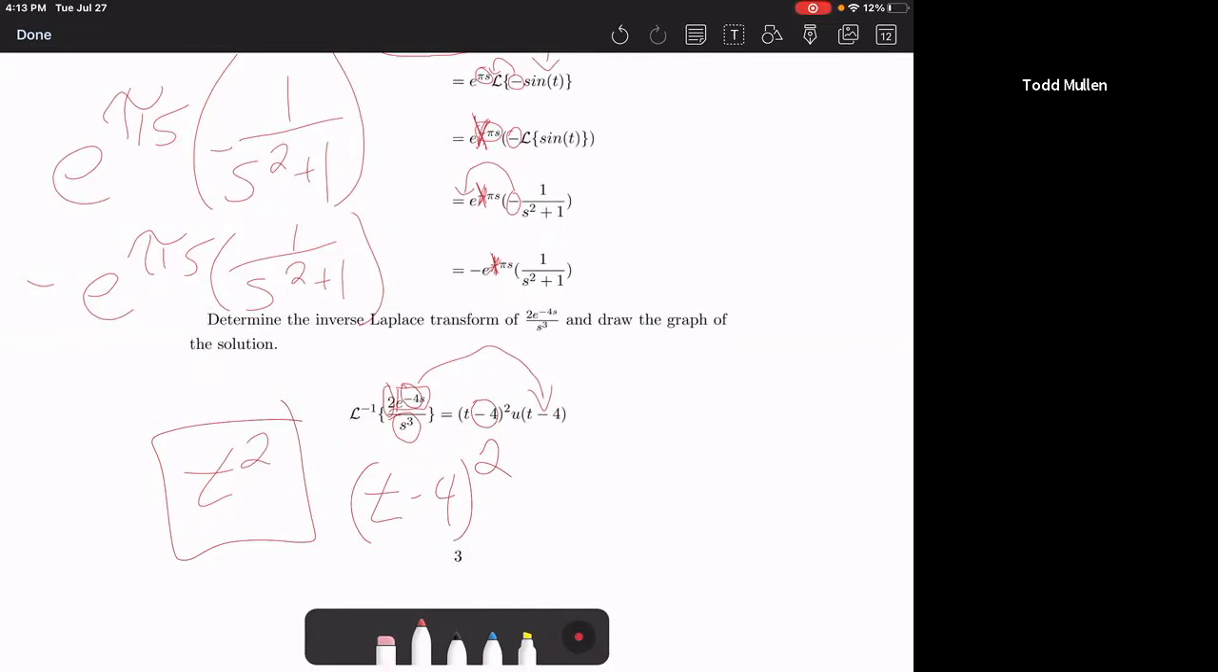But now we've got to actually draw this thing because it says draw the graph of the solution. Well, the unit step function, t minus 4, is going to say we're not going to do anything until we reach a t value of 4. And then normally we would just draw a line at 1 to infinity, and that would be our answer. But we're going to multiply that line by t minus 4 squared. So the graph of t minus 4 squared is actually an upward facing parabola. So that's our solution.